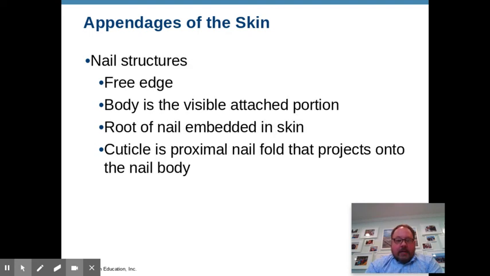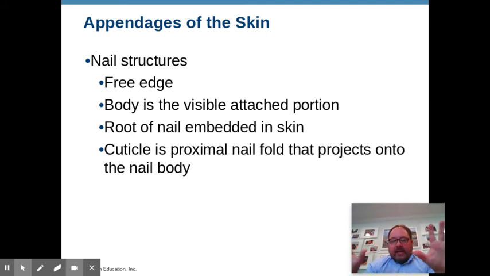All right. In terms of the structures of a nail, the free edge, that's the end of the nail that gets cut or trimmed. The body, that's the part that you paint, right? And then the root is embedded in a fold underneath the skin. Okay. And the cuticle is a little extension of the tissue that can get pushed back.